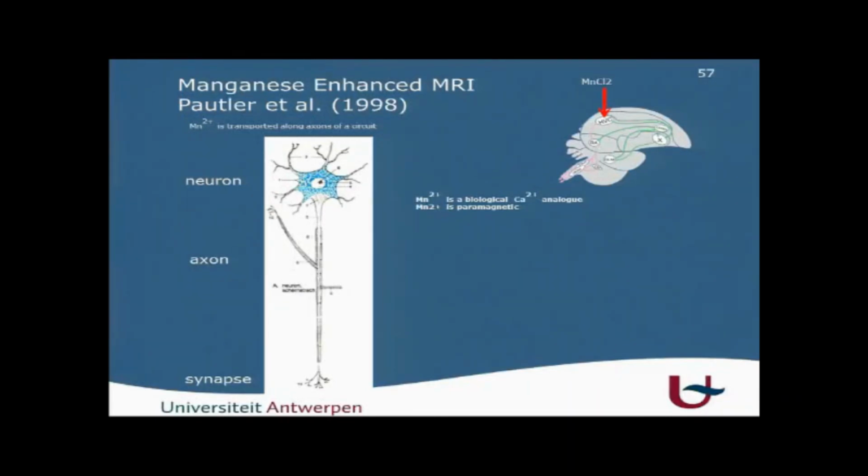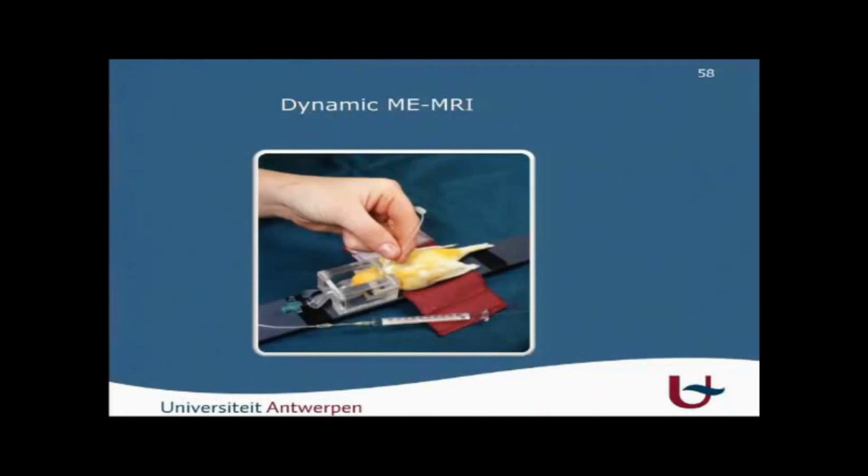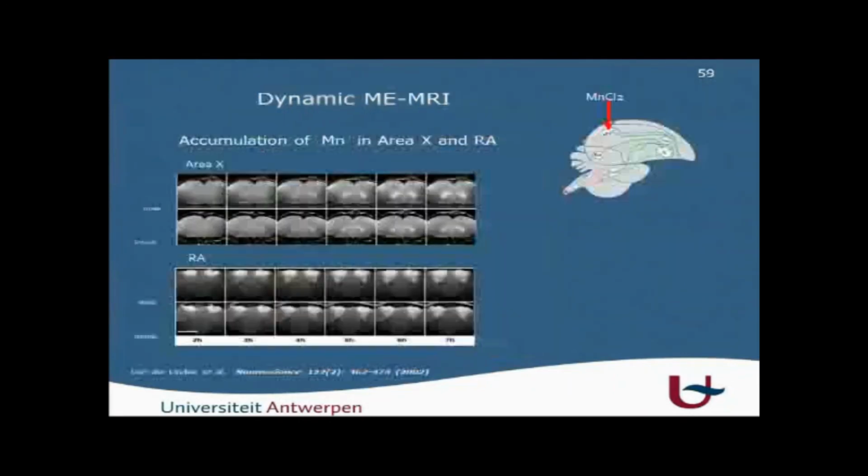So if you inject in the brain, the neurons that are here and project to that region will be visualized. And this is what you see when you inject here. You can visualize this region and also the other one, so you can follow projections. And you can follow this in the magnet by doing the injection with a long tube from outside the magnet.